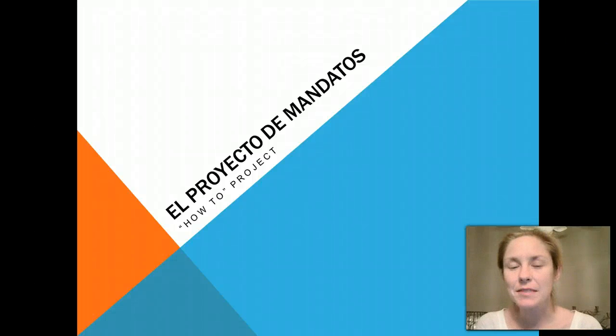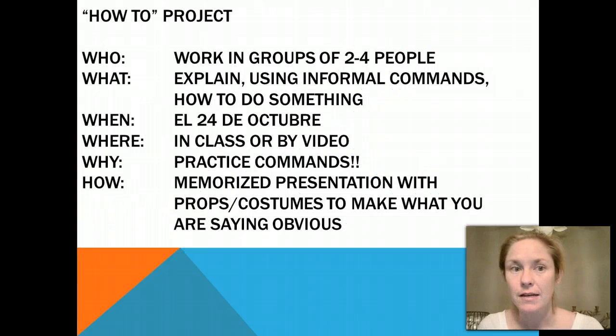Okay guys, I'm going to explain your project that is for the end of this unit. It's the command project, and you guys are going to do a how-to. So your how-to project, you can work in groups of 2 to 4 people. What are you going to do? You're going to explain how to do something using informal or 2 commands.